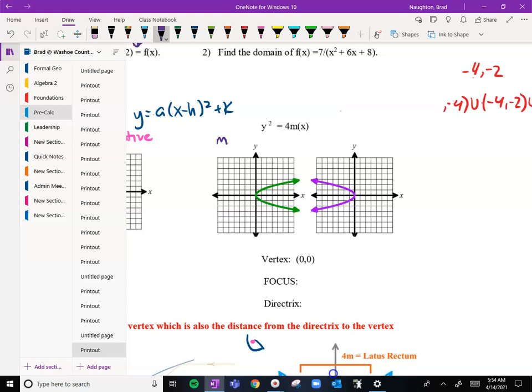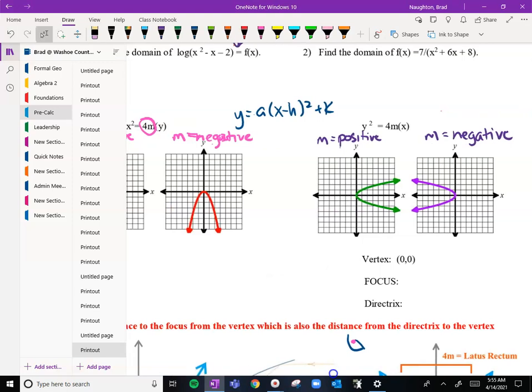So here it's the same sort of idea. If your m is positive, it's going to go to the right. And if your m is negative, it's going to go to the left. So one of the first things that we're really going to look for once we start graphing these is what's being squared. Is it an x squared or a y squared? And then is it a positive or a negative? So we can know the direction right off the bat.